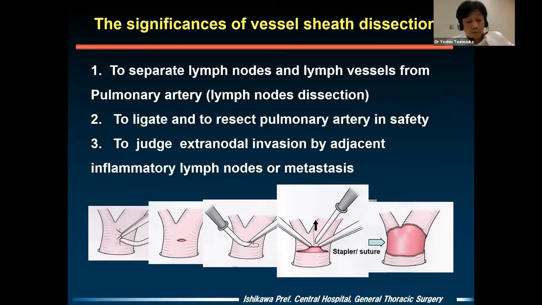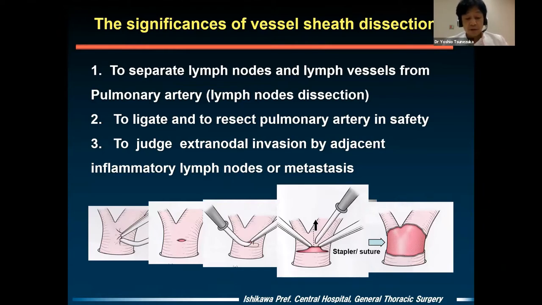The significance of vessel dissection is on this slide. The first aim is to separate lymph nodes and lymph vessels from the pulmonary artery's external membrane. Vessel dissection is for the purpose of lymph node dissection. Next, to ligate and to resect the pulmonary artery in safety, because the sheath resection can elongate the pulmonary artery.